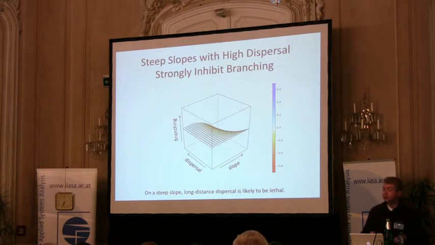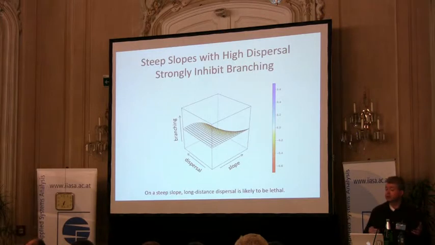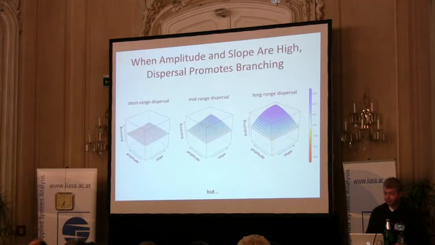This graph shows a two-way interaction. As we saw before, intermediate slopes promote branching. Here we see that steep environmental gradients with long distance dispersal particularly strongly inhibit evolutionary branching. On a steep gradient, dispersing a long distance is very likely to be lethal because you're likely to land in a very different and probably unfavorable environment. And the steeper the gradient, the more important it is that dispersal be short range.